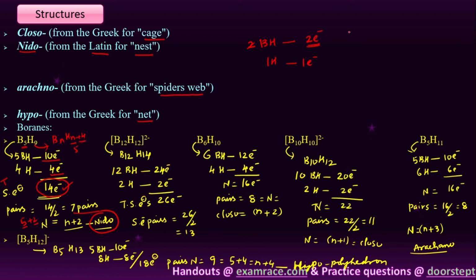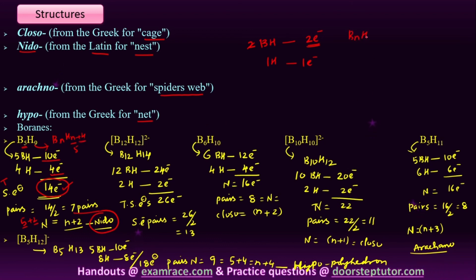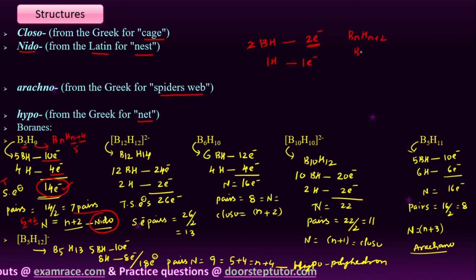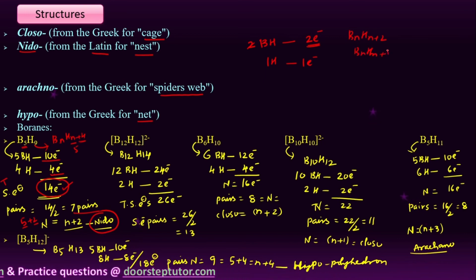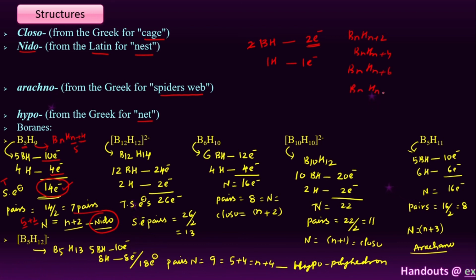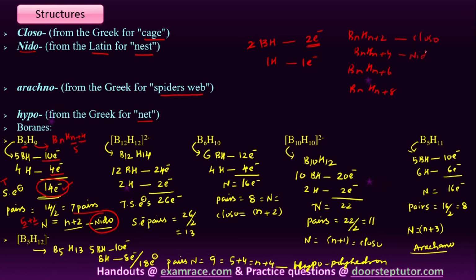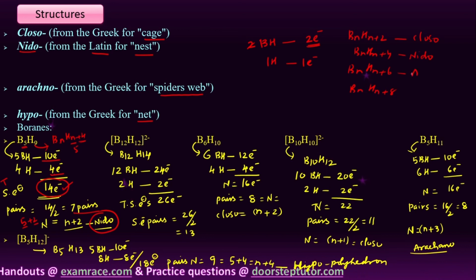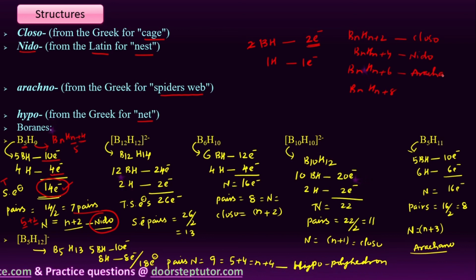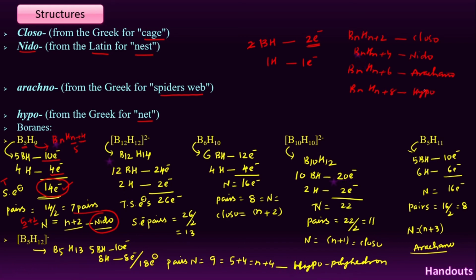Already we discussed in the previous slide: BnHn plus 2, BnHn plus 4, BnHn plus 6 and BnHn plus 8. If it is BnHn plus 2, it is closo. If it is BnHn plus 4, nido. BnHn plus 6, arachno. If it is BnHn plus 8, it is hypo, polyhydride, right? So clear, student, right?